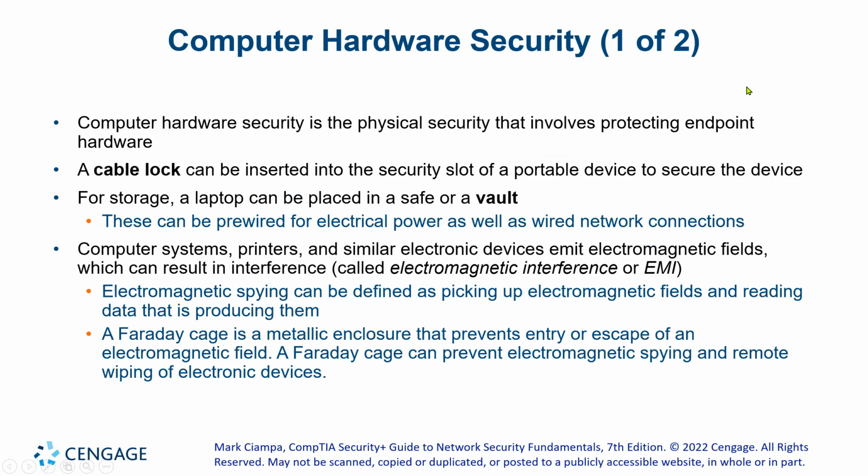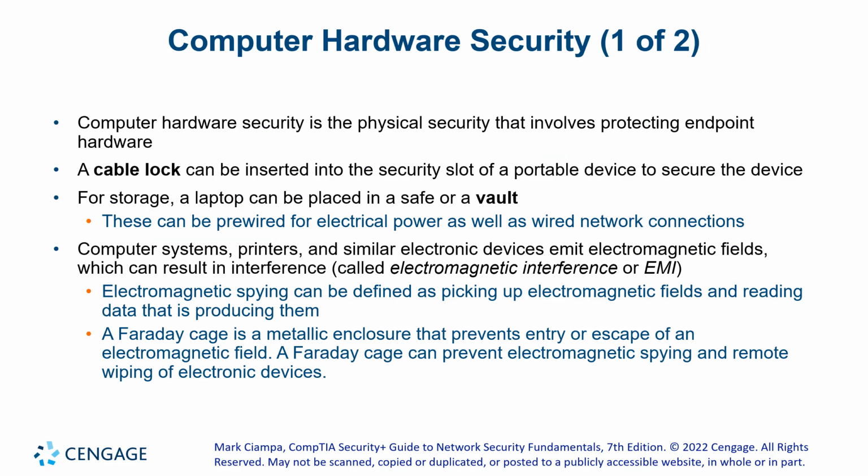Computer hardware security. Computer hardware security is the physical security that involves protecting your endpoint hardware. Cable lock can be inserted into the security slot of a portable device to secure the device. For storage, a laptop can be placed in a safe or a vault. These can be pre-wired for electrical power as well as wired network connections.